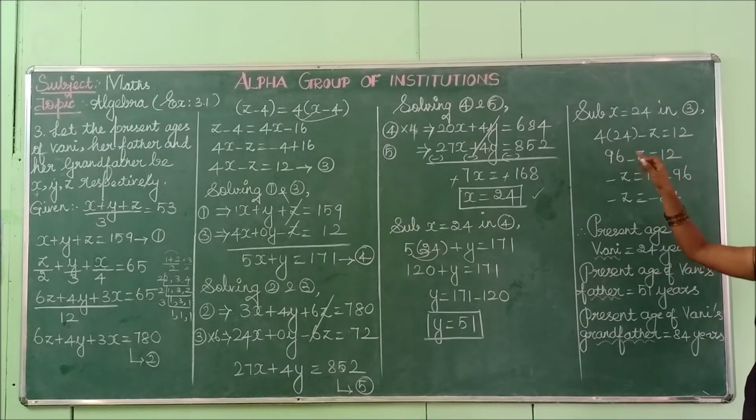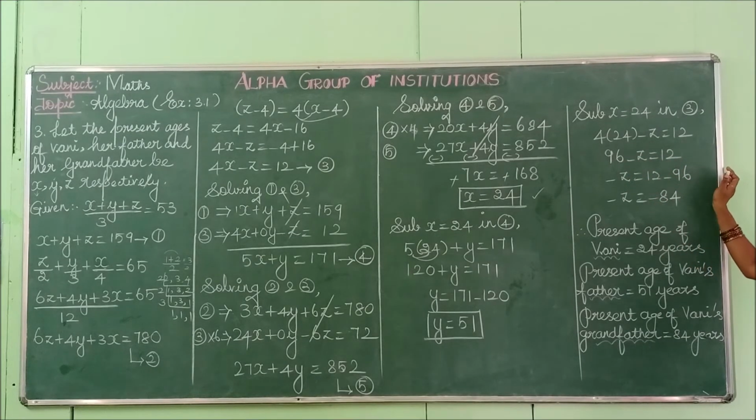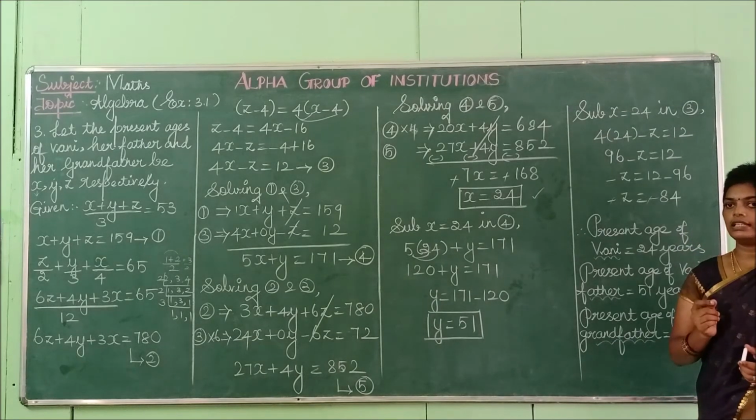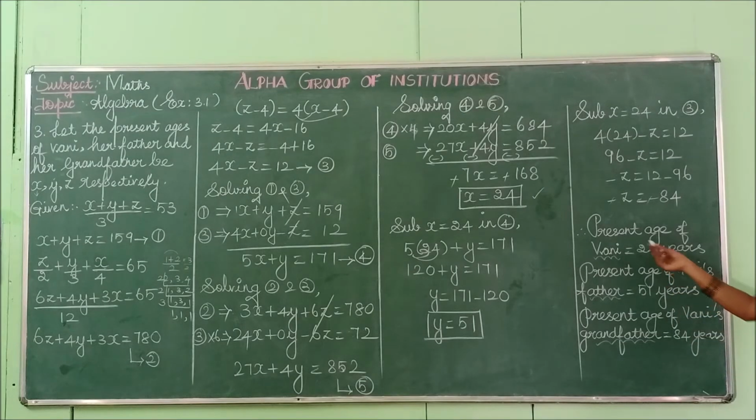We need only the z value, so you have to change the number to the other side. It will become negative. So positive and negative get subtracted and you put the sign of the biggest number. 96 is the biggest number, so you put a negative sign. Subtract those values, you get minus 84. We need only z, so both negative signs get cancelled. z is equal to 84. Who is z here? z is Vani's grandfather. So the present age of Vani is 24 years, Vani's father is 51 years, and Vani's grandfather is 84 years.